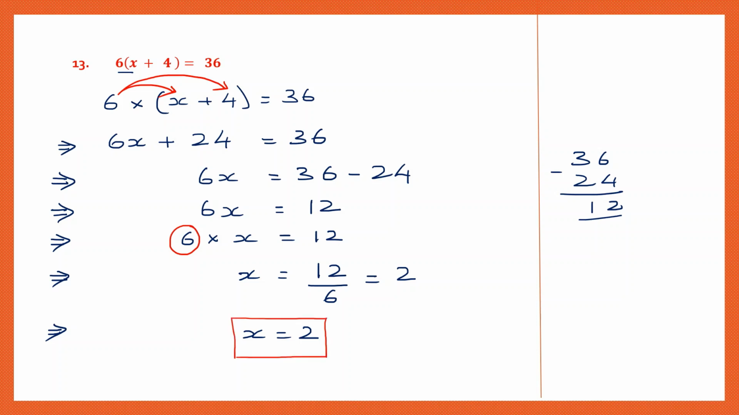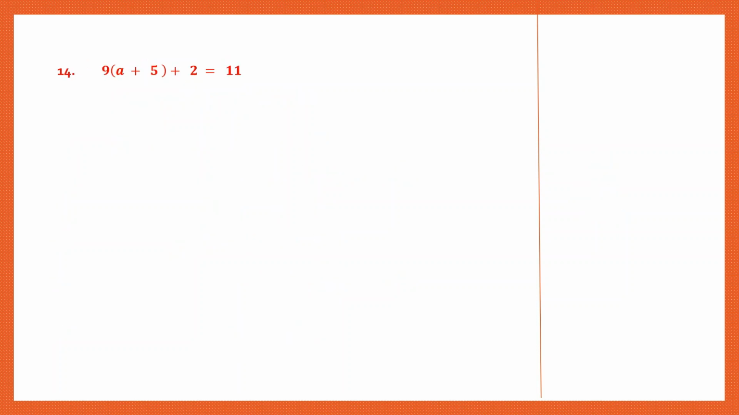X is equal to 2. Question 14. So here also we have 9 and within brackets a plus 5. So let's do that. So this means 9 into a plus 5, and we still have plus 2 equals 11. So let's work this out.